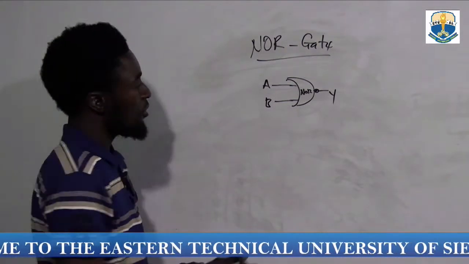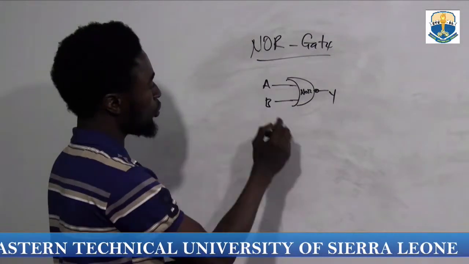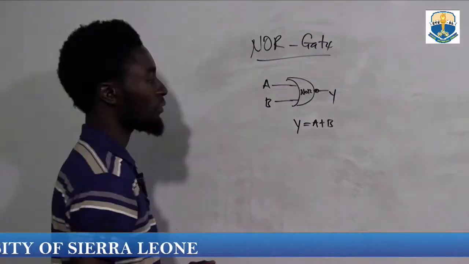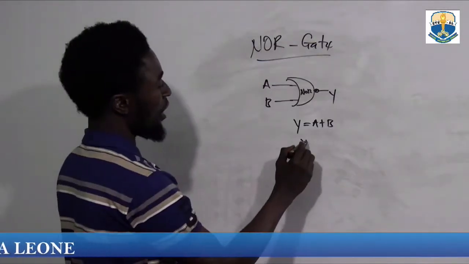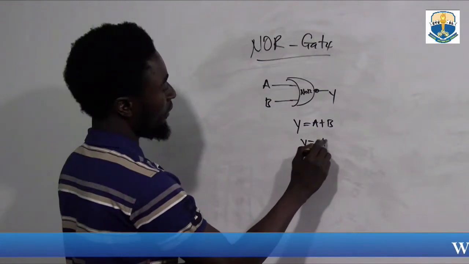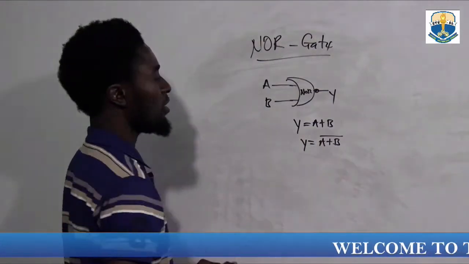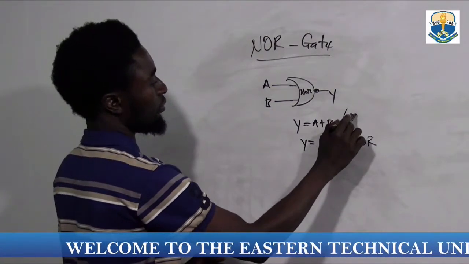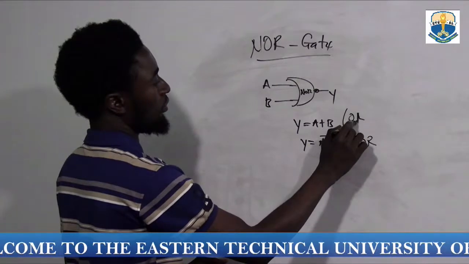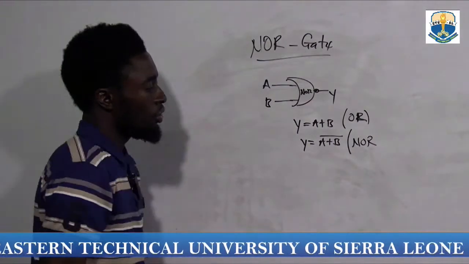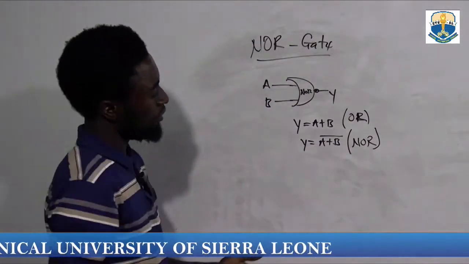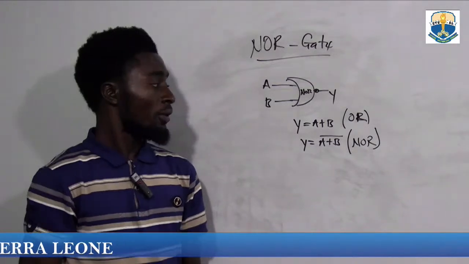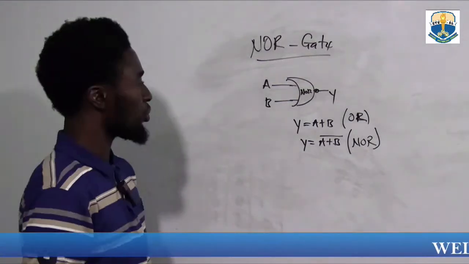So now, since we are adding the two inputs, like having A, it is A plus B. But because of that inverter, we have A plus B all bar. So this one is the NOR, and this one is the OR. So NOR will give you this. So now having this, let's see how we can draw our truth table.